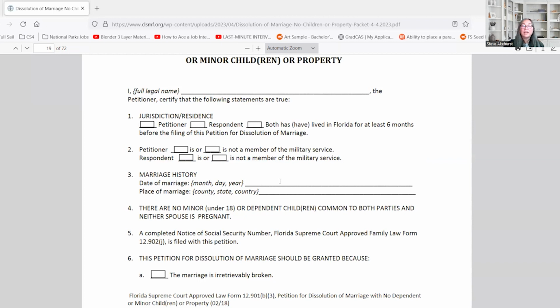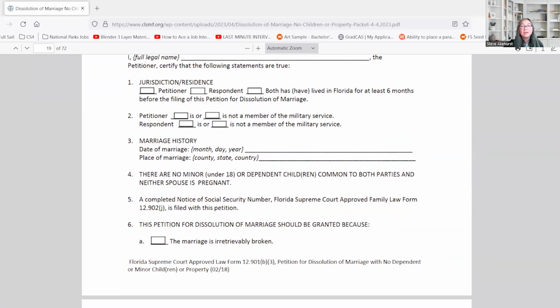You have to write the date of marriage. If you don't know the exact date, as long as you have the month and year, that's important. And the place of marriage, where you could write the state, or county in the state, or the country, wherever you got married. Then you're saying that there are no minor children under 18 or dependent children common to both of you, and neither spouse is pregnant. And you completed a notice of Social Security number, which we did in packet 1.